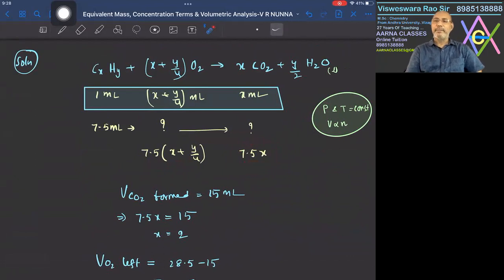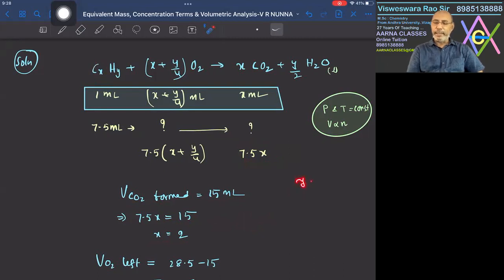7.5x is formed, you already calculated that. The paper setter has given it as 15 ml, so the volume of carbon dioxide formed during the reaction is 15 ml. So 7.5x of CO2 must be equal to 15. x is equal to 15 by 7.5, that is nothing but 2. So I got x carbons.